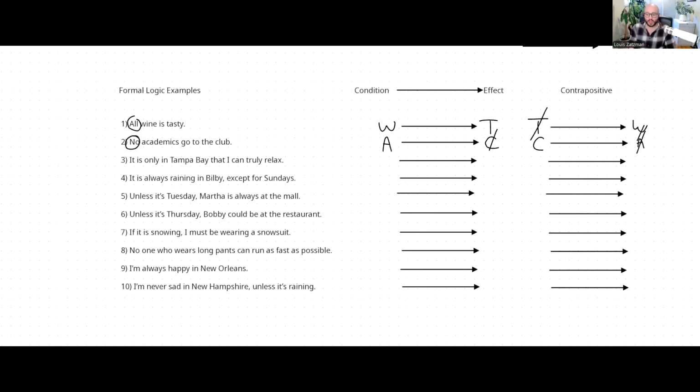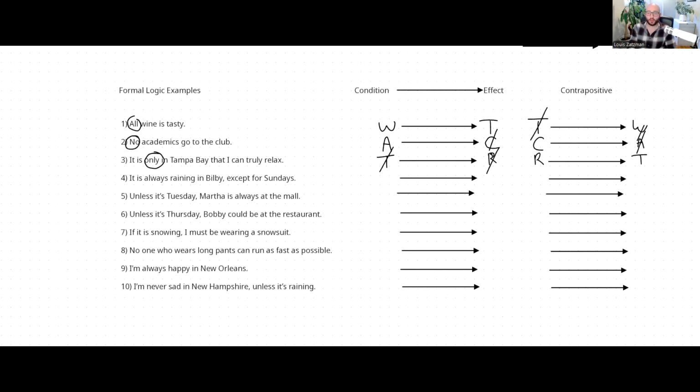It is only in Tampa Bay that I can truly relax. Now, this is a hard one. Only is an indicator of a necessary condition. So in this case, I'd like to prove the absence of the effect. I know with certainty when I am not relaxing. A number of people would mistake this and think I am relaxing if I'm in Tampa Bay. That's not what this means. I know if I'm not in Tampa Bay, well, with certainty, I am not relaxing based on this statement. And our contrapositive, if I am relaxing with certainty, I must be in Tampa Bay.